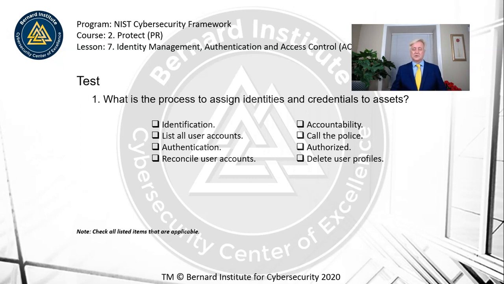Okay, what is the process to assign identities and credentials to assets? Do you remember the steps or the different gates that we have to go through? First of all, we have to identify that the person in front of us is actually the person they say they are. Then we need to be able to authenticate that person, right? So we need to be able to validate them, maybe against some government ID. And then we need to talk about accountability.